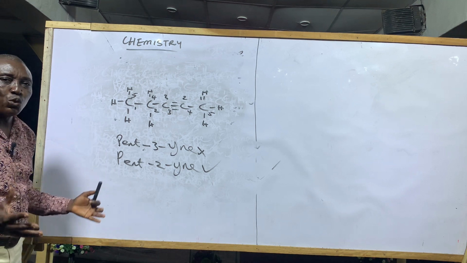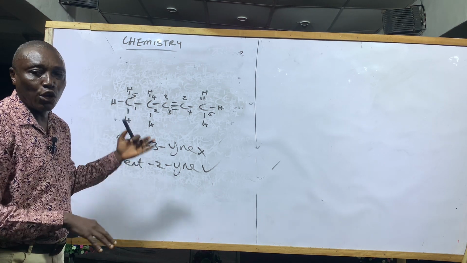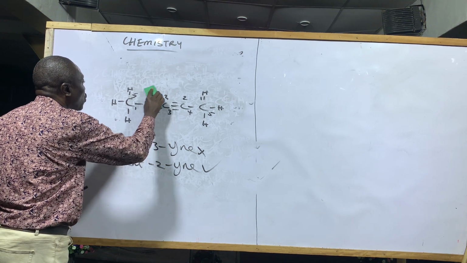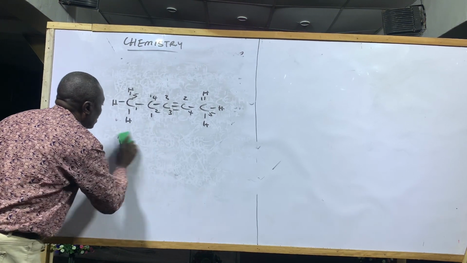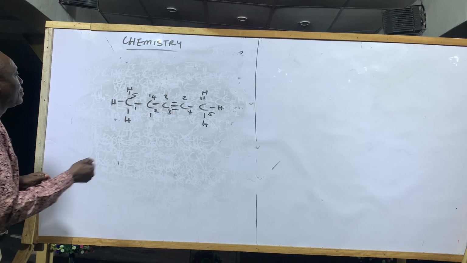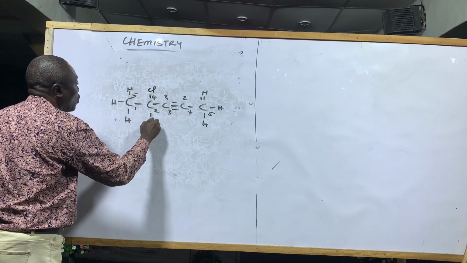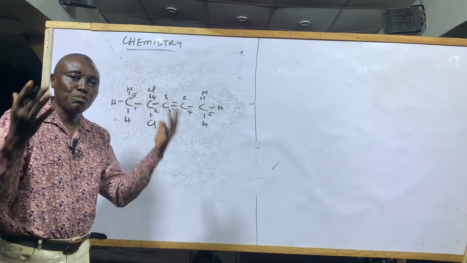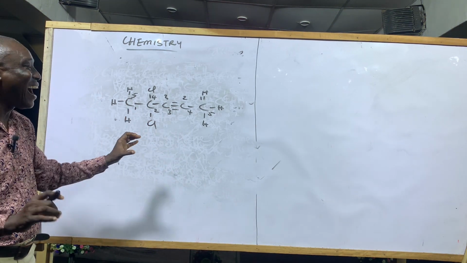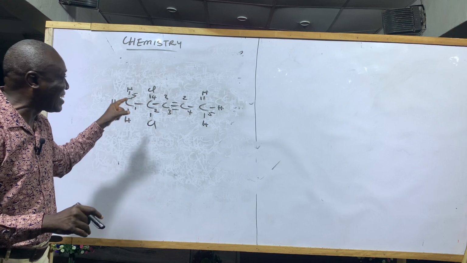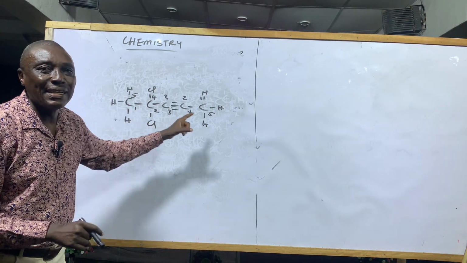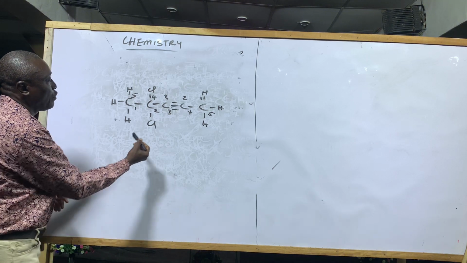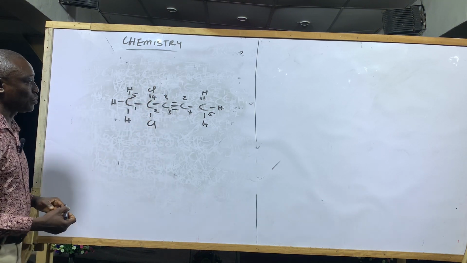Now, in a case where you also have a substituent in the compound, for instance, if you have chlorine here as a substituent. In part 1 of the video, I explained that substituents are atoms or groups of atoms attached to the longest chain apart from hydrogen. Like now, all these hydrogens are not substituents. But here, we have chlorine, which is a substituent.